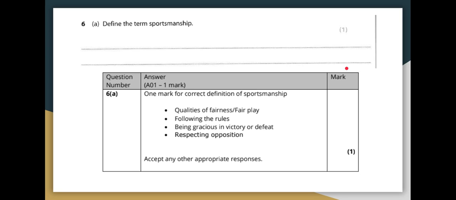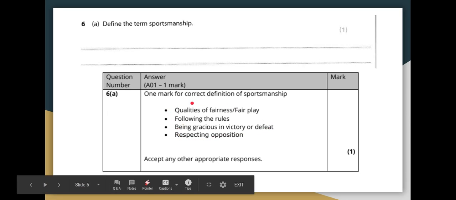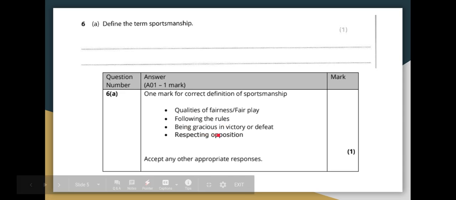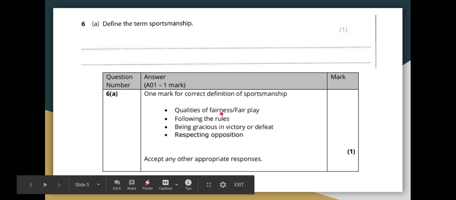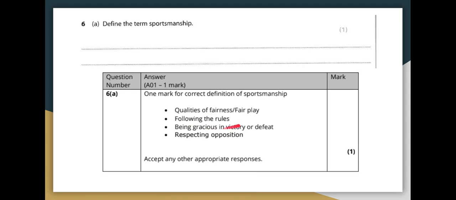Define the term sportsmanship. This is only a 1-mark question, so you just need to have mentioned any of these 4 things here. If you've said qualities of fairness or fair play, following the rules, being gracious in victory or defeat, or respecting opposition, then you're going to get the mark there.